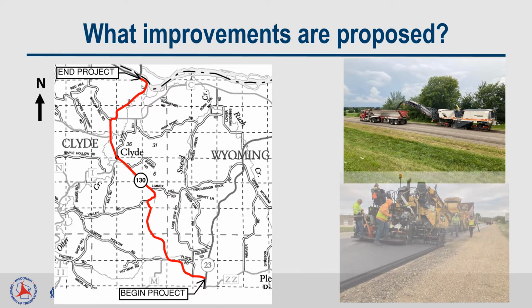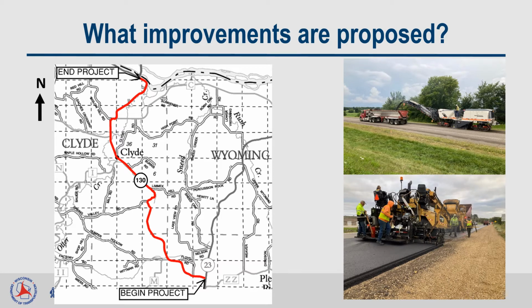The picture on the bottom right shows an asphalt paving crew placing new hot mix asphalt. A similar process will occur on Wisconsin 130 with the proposed project. The next collection of slides will explain each proposed improvement in more detail.